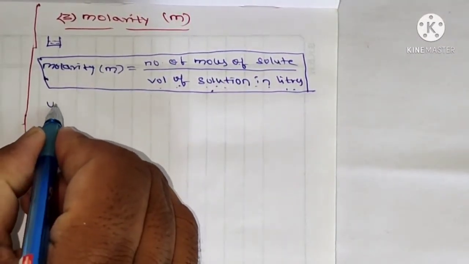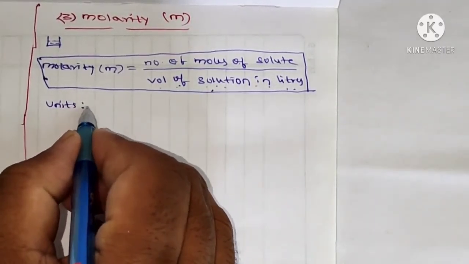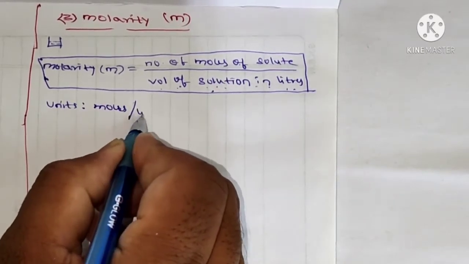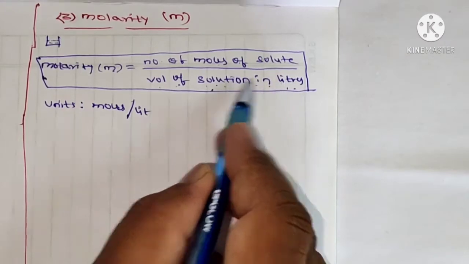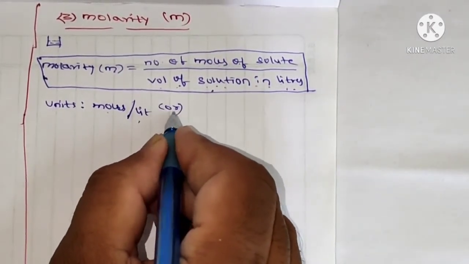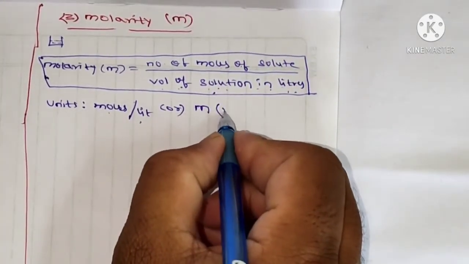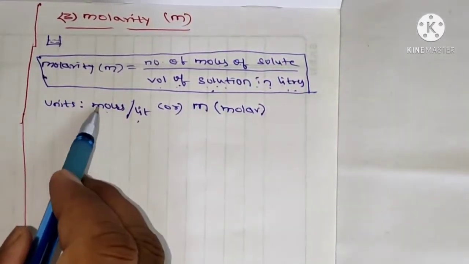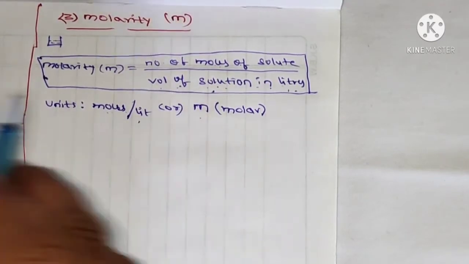And the units are moles per liter. So here moles and liter. So moles per liter are the units, and the unit is capital M. Capital M means molar. So the units are moles per liter or capital M.